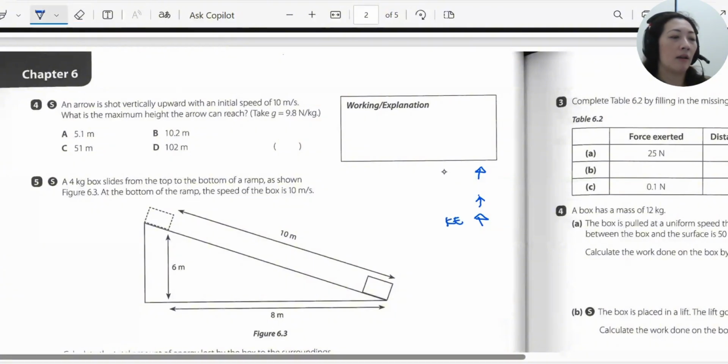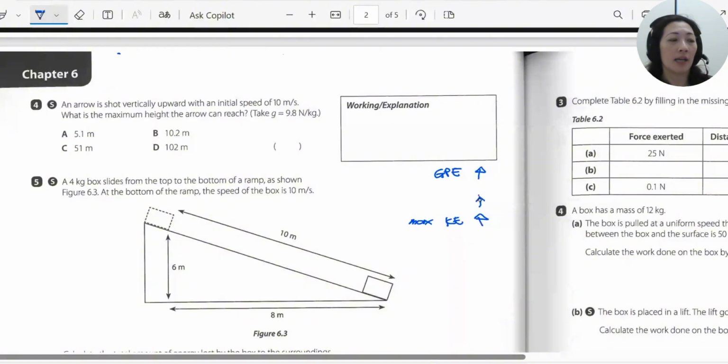So this is the opposite of what's happening with the roller coaster. The roller coaster started with gravitational potential energy and was converted into kinetic energy. This is now kinetic energy converted into gravitational potential energy. So knowing this, you can conclude that at the bottom position, at the point of release, it will have the most kinetic energy. As the arrow goes up, it loses kinetic energy and gains gravitational potential energy.